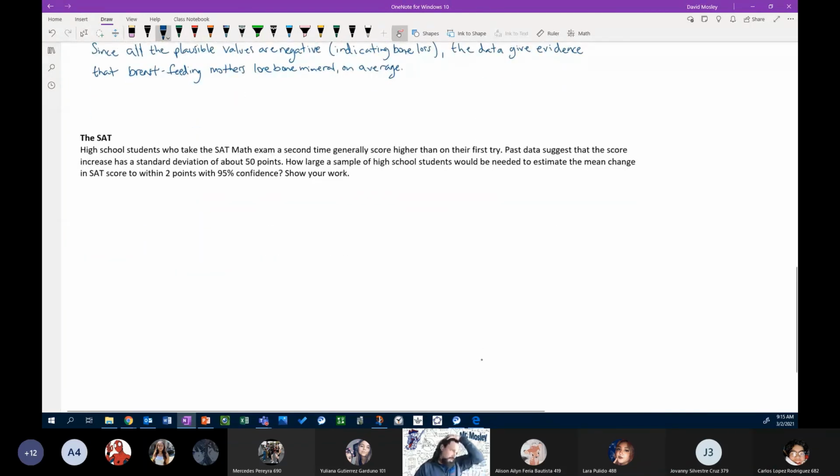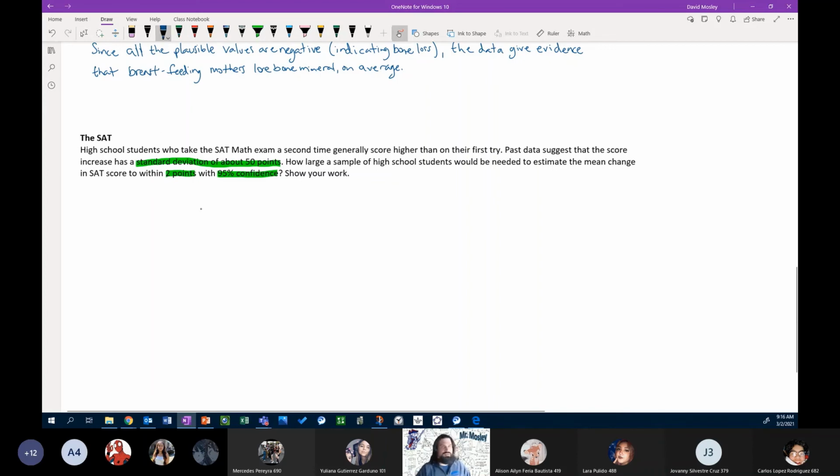All right. And our last example here. So we have the SAT. High school students who take the SAT math exam a second time generally score higher than their first try. Past data suggests that the score increase has a standard deviation of about 50 points. How large a sample of high school students would be needed to estimate the mean change in SAT score to within 2 points with a 95% confidence?